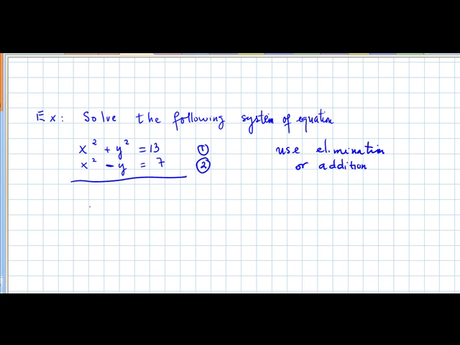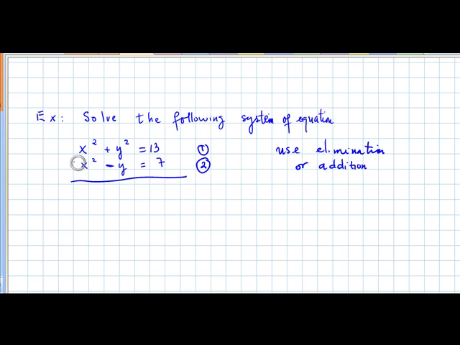If x cancels out, then we have y left and we can solve for y. If y cancels out, then we have x left over and we solve for x. But either way, the answer is the same. Now I'm going to cancel the x squared out because I see it's easier, because the first equation and the second equation both have x squared.